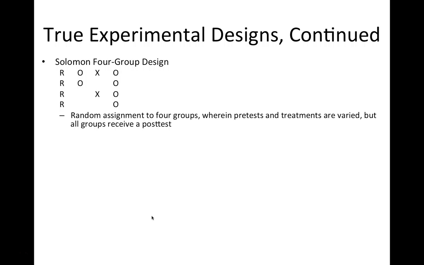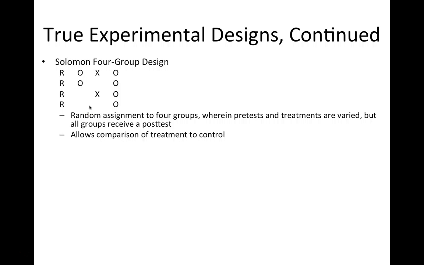A Solomon four-group design is also considered in a lot of ways a gold standard of experimental design. It's much more complex in a lot of ways. So we have random assignment to 4 different groups, and pretest and treatments are varied within these 4 groups, but all of them receive a post-test. So we see here that there's randomization to 1 of 4 groups. 2 of these groups get a pretest and 2 do not. And 2 of these groups get whatever the manipulation is, and 2 do not. And so we have this 4 square set of options of the pretest and intervention groupings.